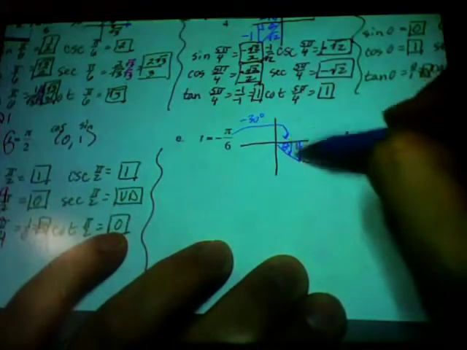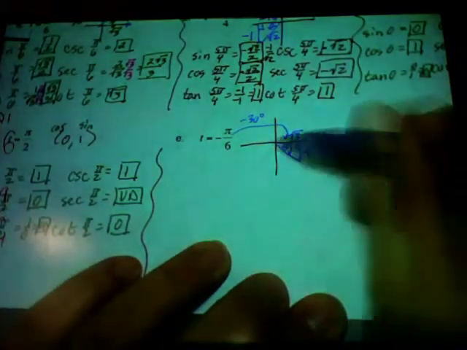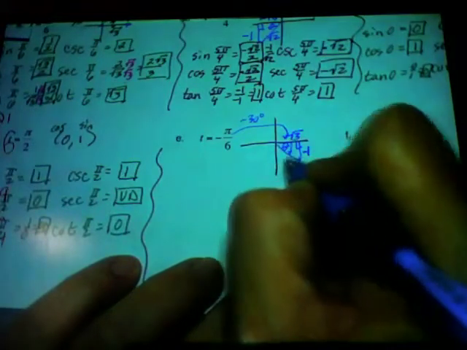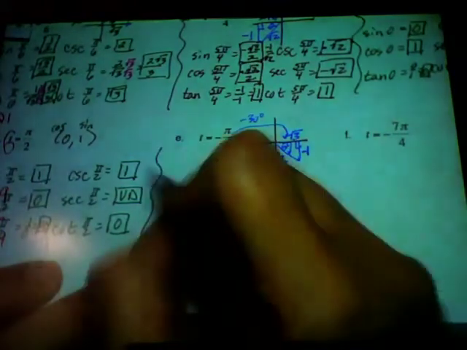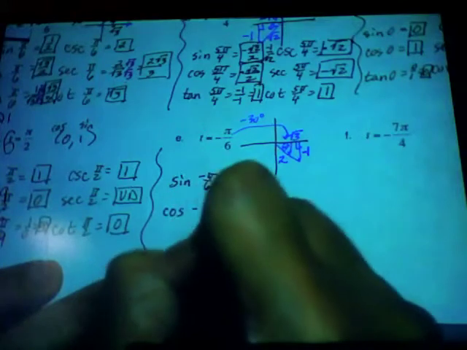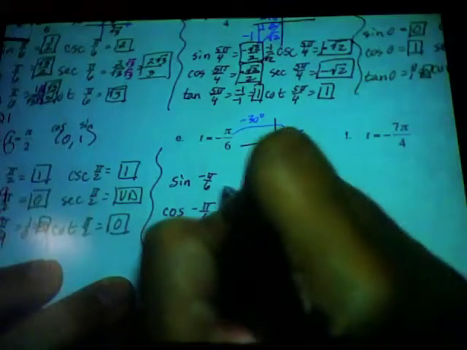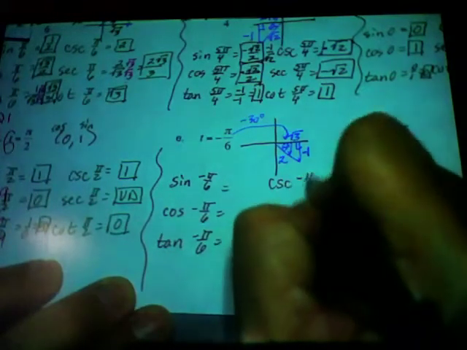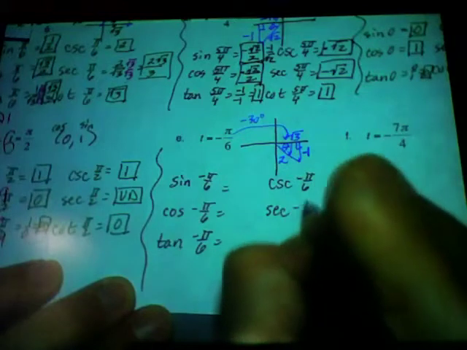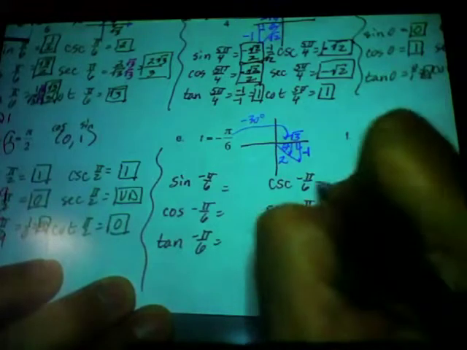So what's across from 60? Is this a positive rad 3 or a negative rad 3? It's positive because x is positive in the fourth quadrant. And then your hypotenuse is always positive. So now you're ready. So just look at your signs.